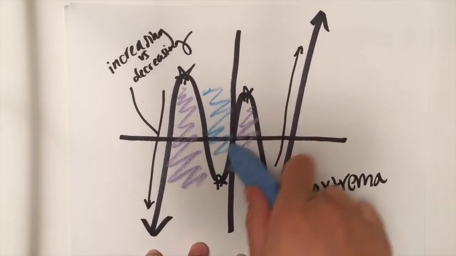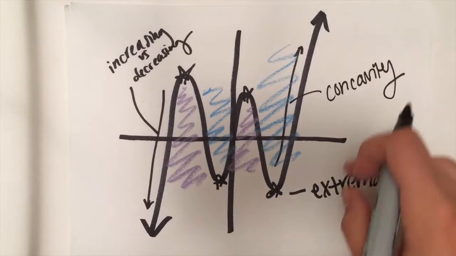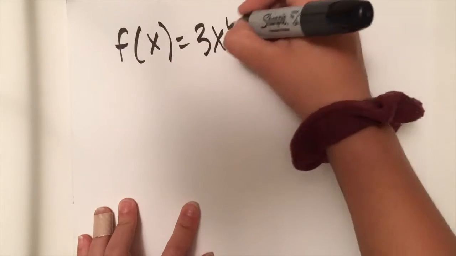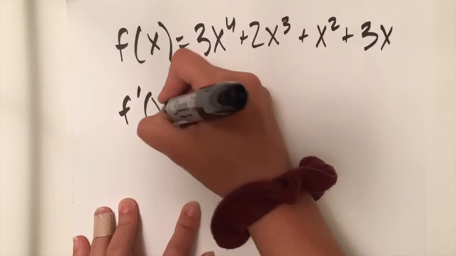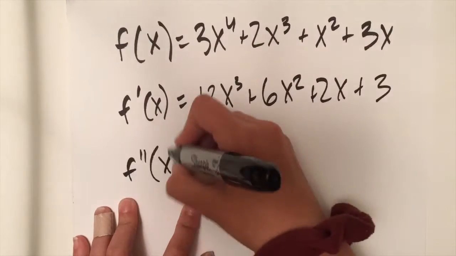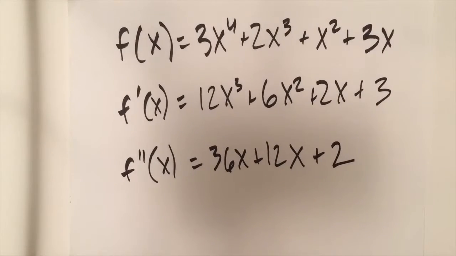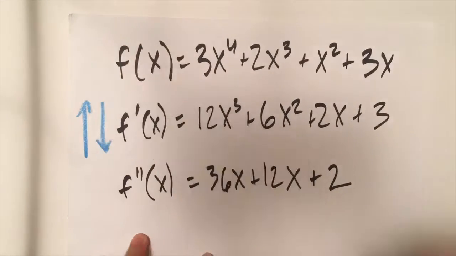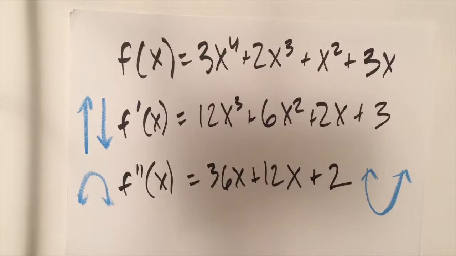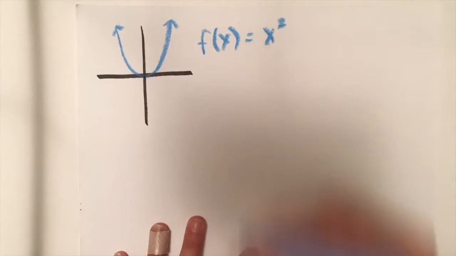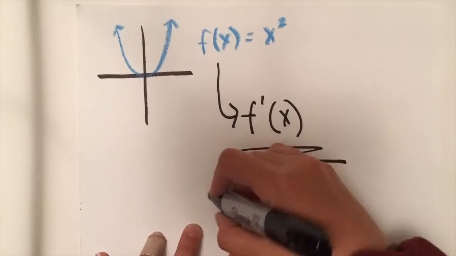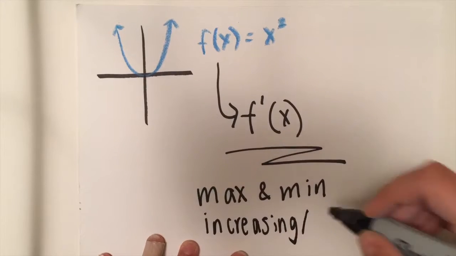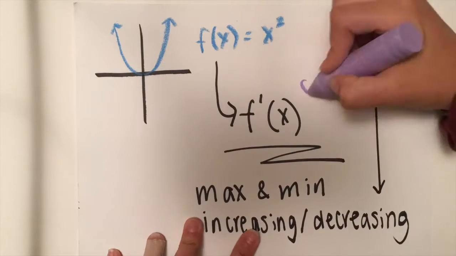So let's take a look at the function f of x equals 3x to the fourth plus 2x cubed plus x squared plus 3x. Taking the first derivative allows us to see where the function is increasing and decreasing. The second derivative shows us where the original function is concave up or down. If we look more in depth, we can use the first derivative of a function to find the maximums and minimums, or the relative extrema, and where the function is increasing or decreasing.